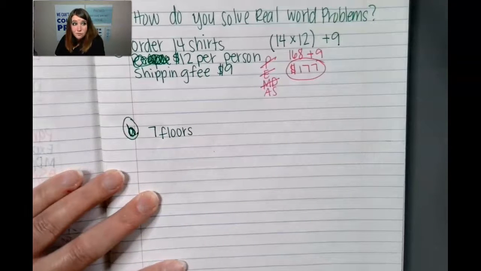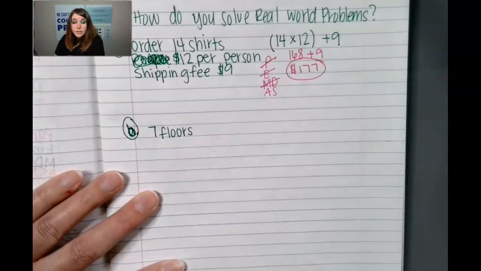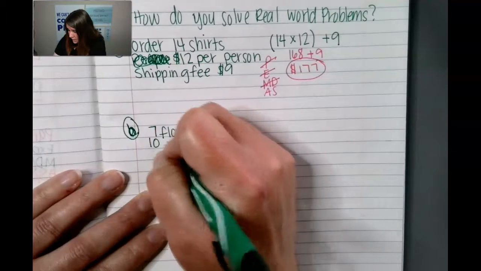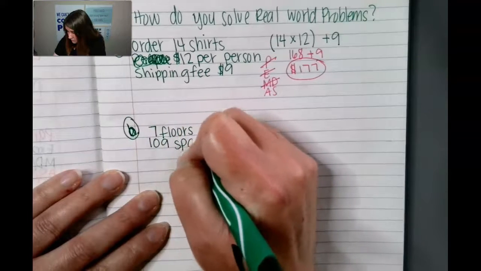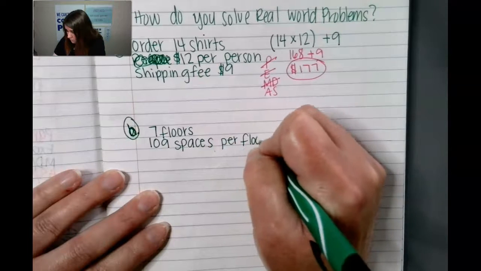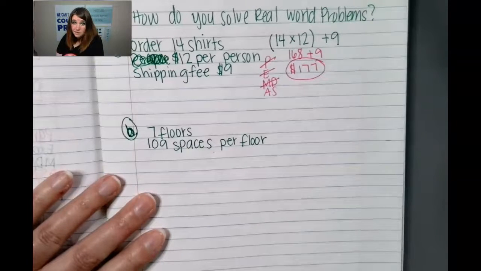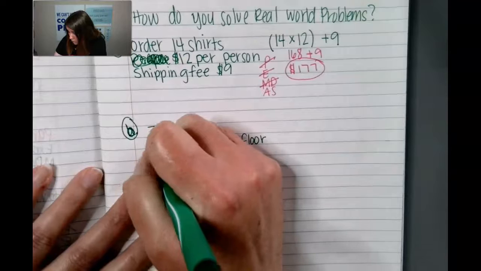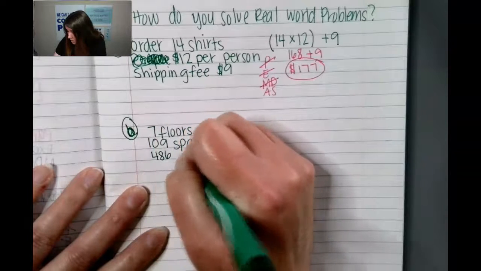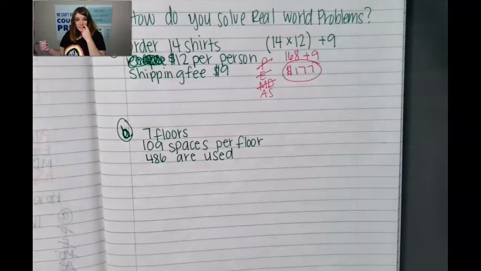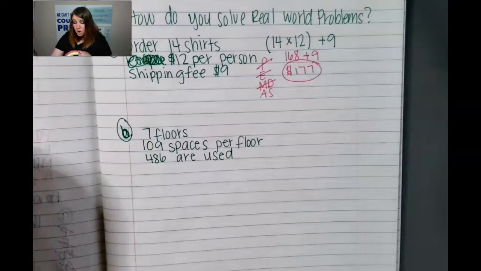And on those 7 floors, there are 109 parking spaces on each floor. Okay, got that. And the last thing says 486 are being used. So 486 are used, so we cannot use those ones. And we need to know how many are not being used.